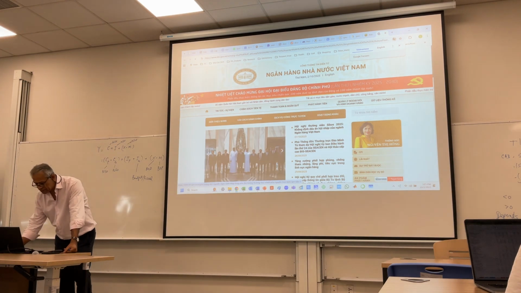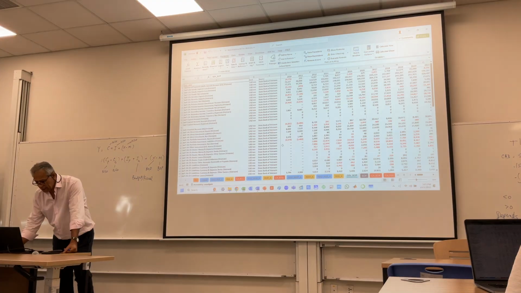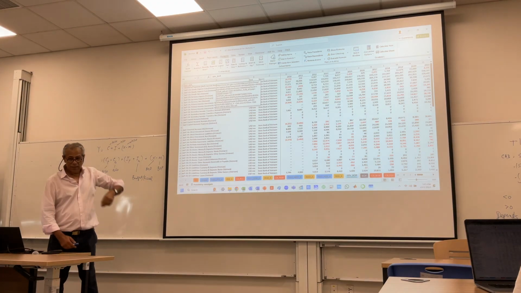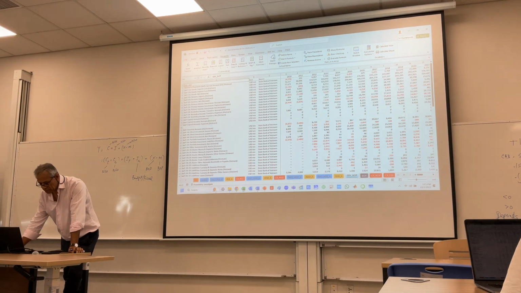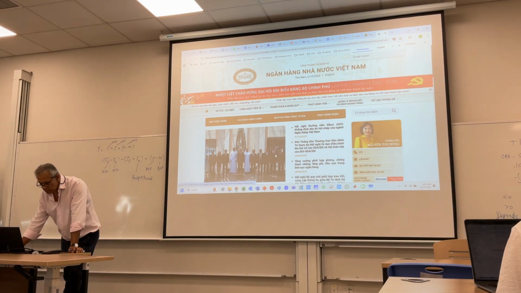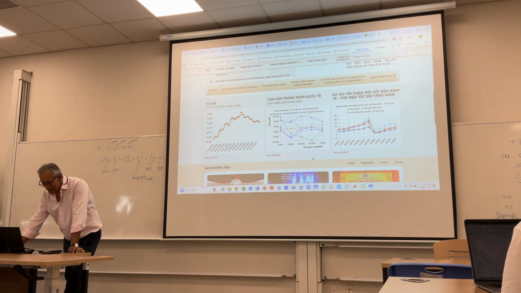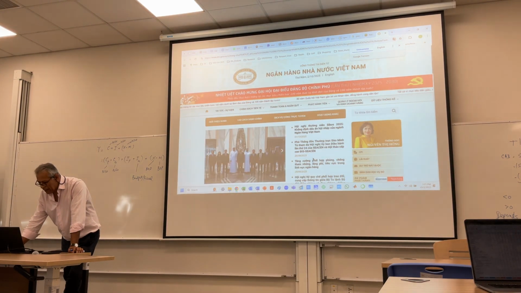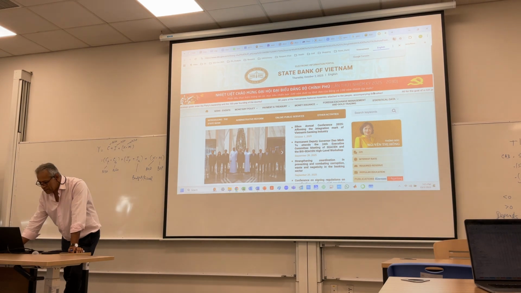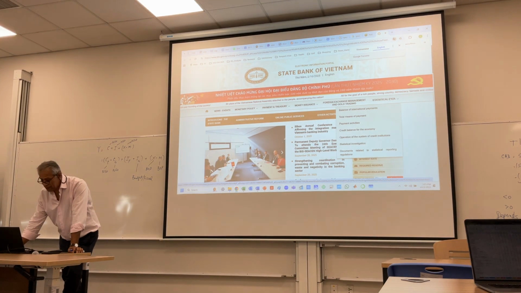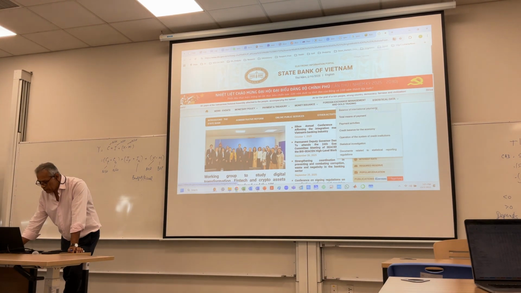So in that sheet, in the SBV BOP sheet, on the top left, there is a link to the State Bank of Vietnam. Now this is in Vietnamese. My Vietnamese is not very good. So I am going to go to English, statistical, and I can go to statistical data, and I can go to balance of payments.